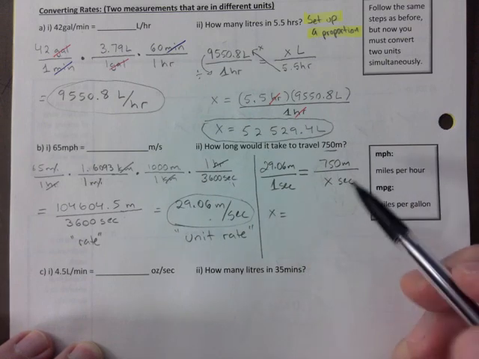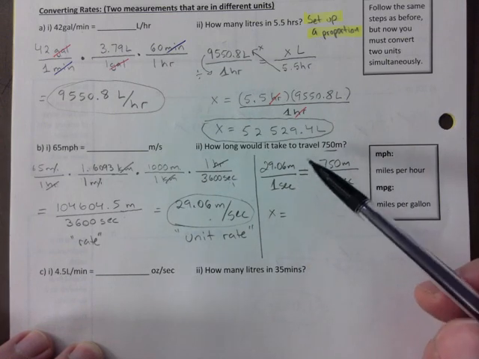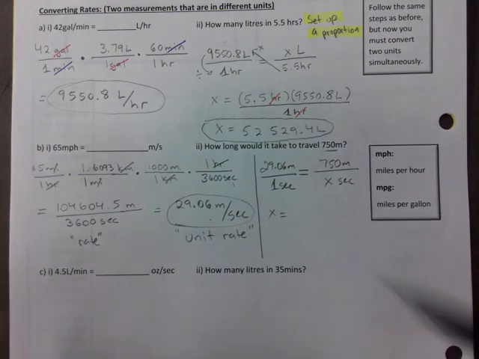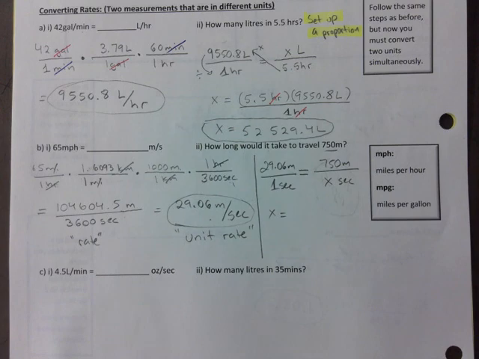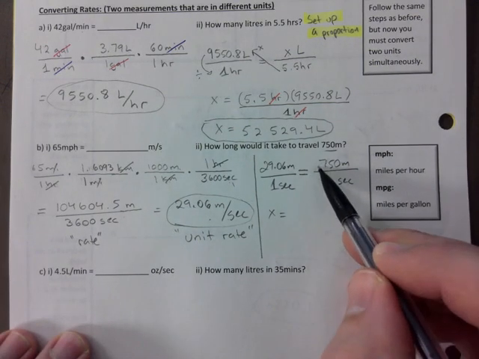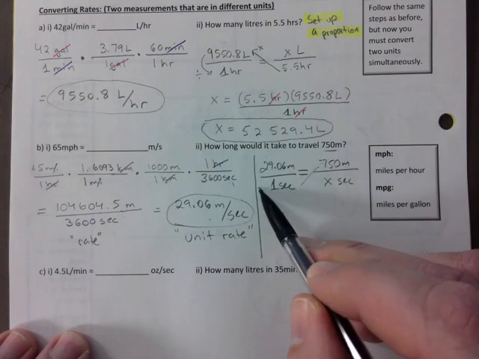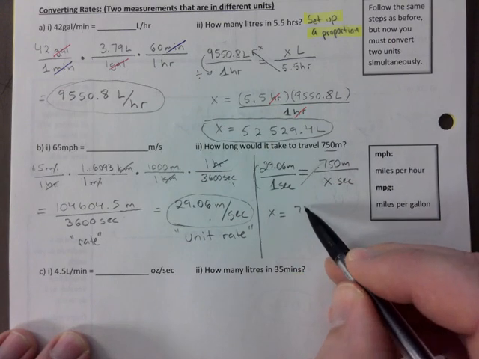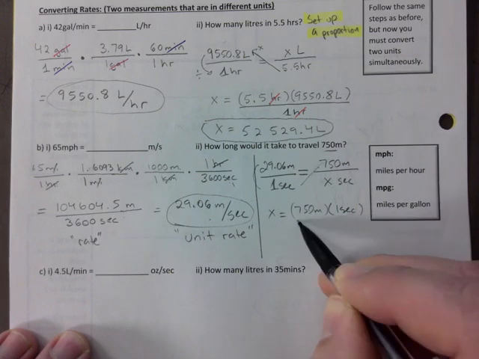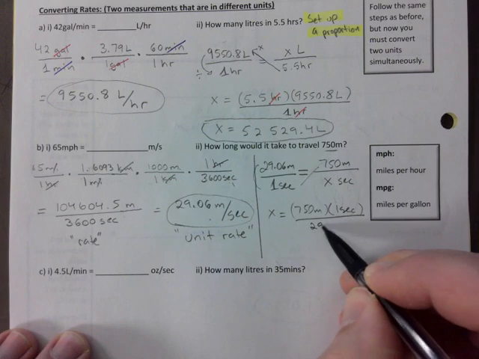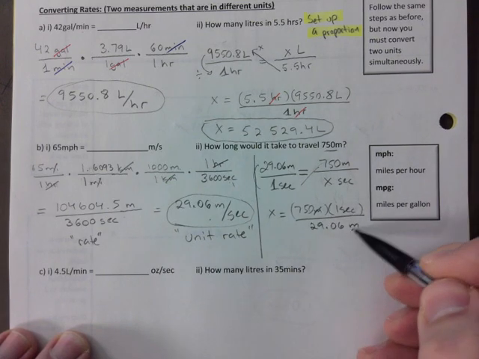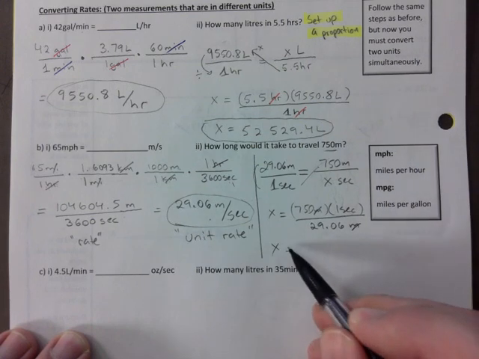I don't know if you remember the shortcut. This is a shortcut. I have to say that because I know that you probably learned to cross multiply, right? Across and then you divide. It does the same thing here. You start where the variable is, you go with a number, you cross multiply, and then you divide. Right, 750 meters times 1 second divided by 29.06 meters. And so the meters will cancel out here, as you can tell, and you're left with seconds.